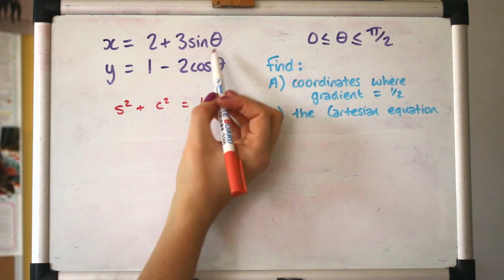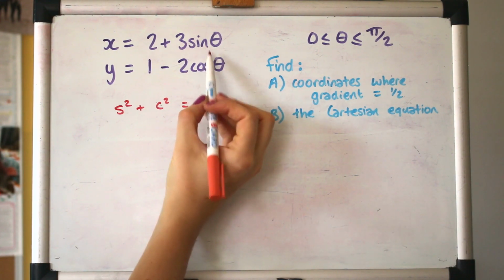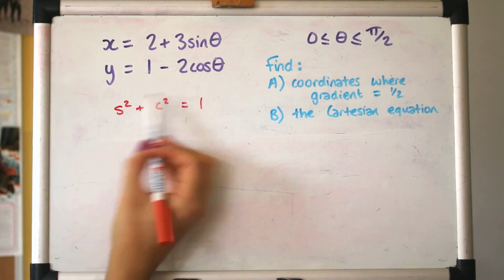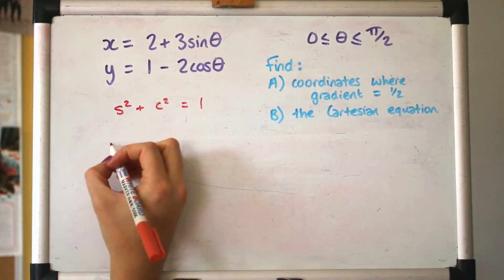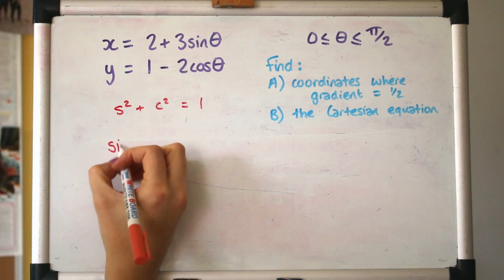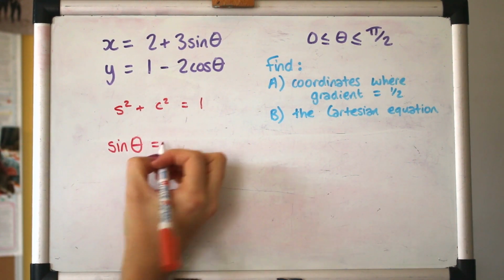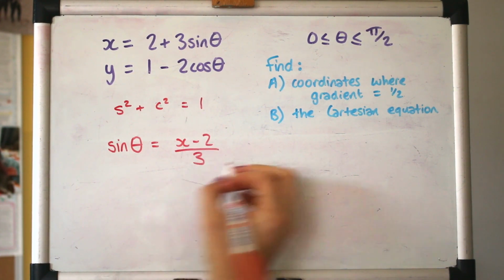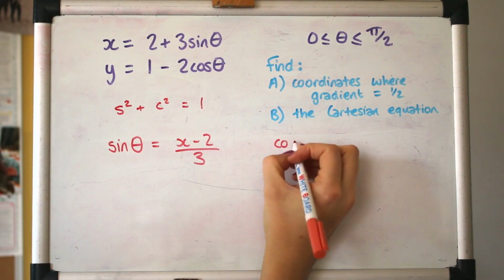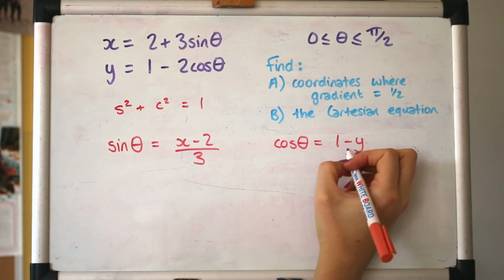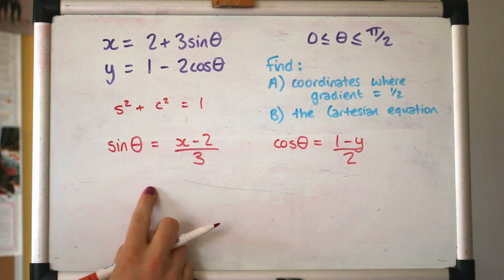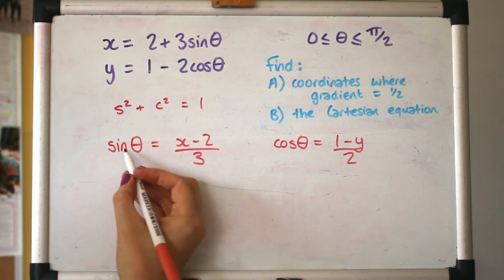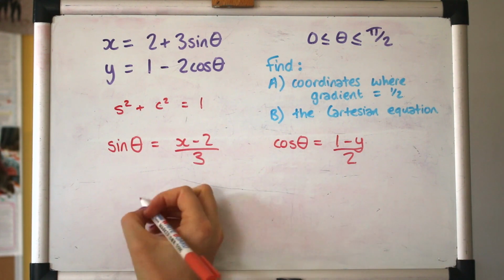So all we need to do is make sine theta the subject and cos theta the subject of these equations, and then substitute them into the identity. So let's rearrange the x equation first. We'll have sine theta is x minus 2 all divided by 3. And rearranging the second one, now we can substitute them into the identity that sine squared plus cos squared is 1. So this squared plus this squared is 1.